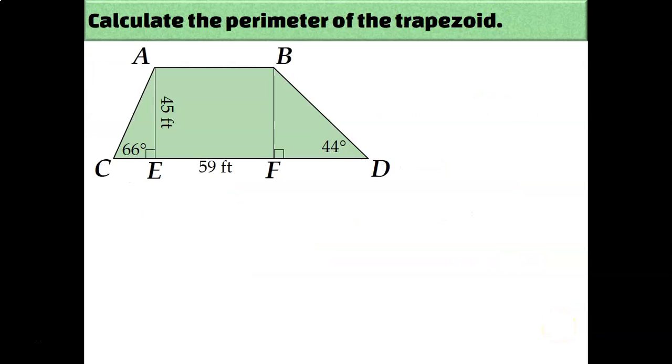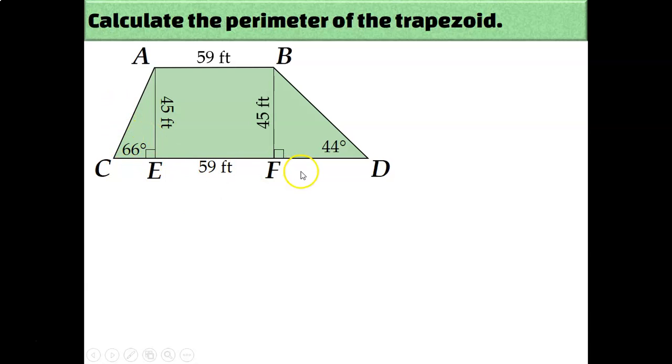For our final problem, we're going to use trigonometry to calculate the perimeter of this trapezoid. Remember that the perimeter of a figure is the distance around the shape. And I only know one of the lengths, and it's not even the entire length. I just know this little piece right here is 59. But remember that this shape in the middle of the trapezoid is a rectangle, and opposite sides of rectangles are equal. So I would know that this length is 59 feet as well. Likewise, I would know that FB has to be 45 feet long because AE was 45 feet long.